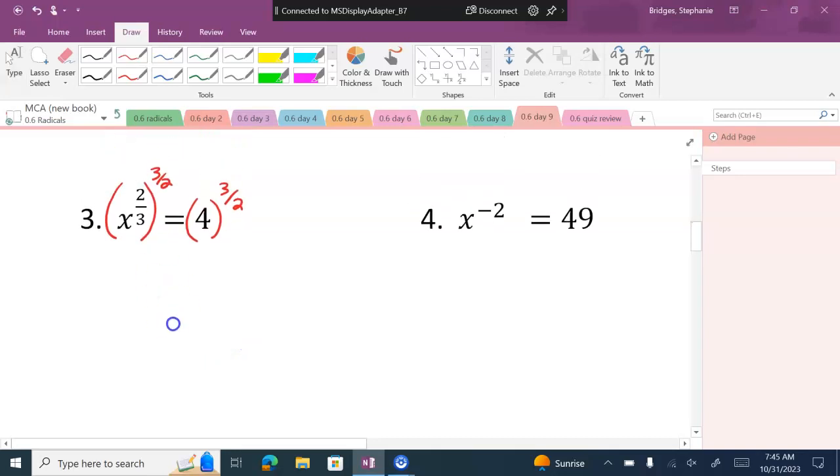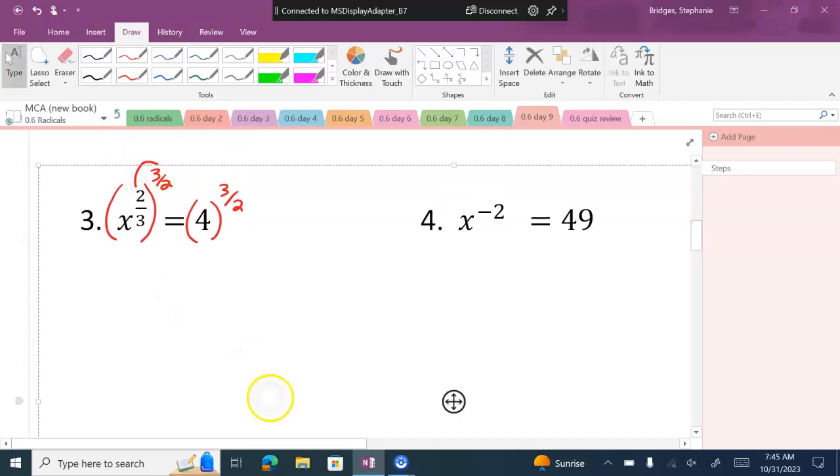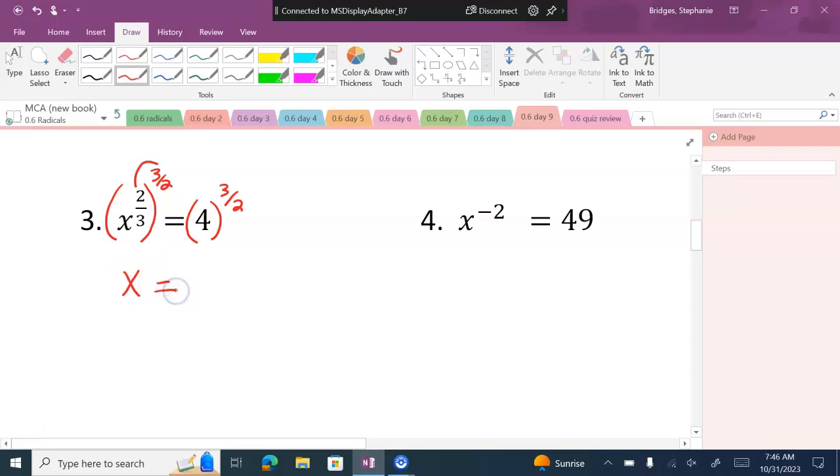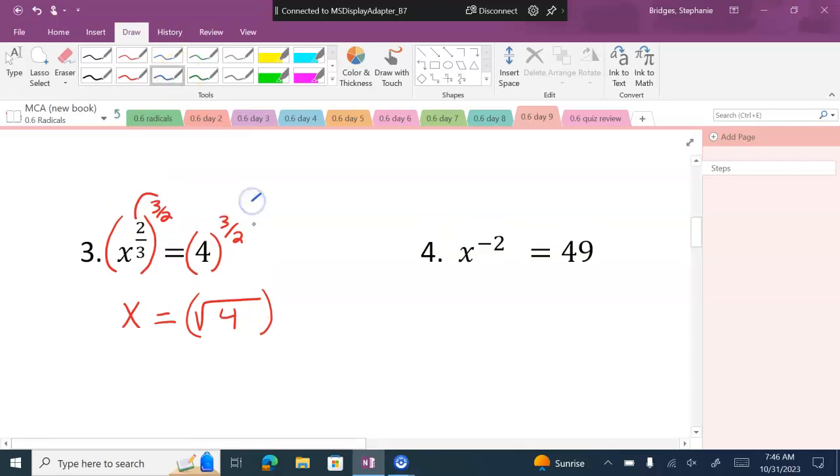When you raise it to the reciprocal power, remember these exponents multiply to give you just x to the first. And then I have to remember my rational exponents. What root of 4 do I want to take? The square root. The bottom number is the root we take, and the top number is the power that we raise it to. So I'm going to take the square root of 4, which is 2. I'm going to raise that to the third power, which gives me 8.